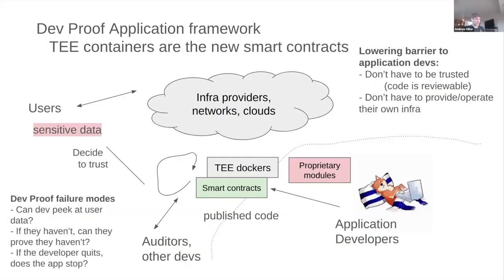So the application developer can write their code, but they don't have to be trusted by users, because if they write smart contracts, the point is that users and auditors, anyone can see exactly what the code is, so you don't have to trust the application developer's word for it. You can just trust the code itself. You can check the code itself.